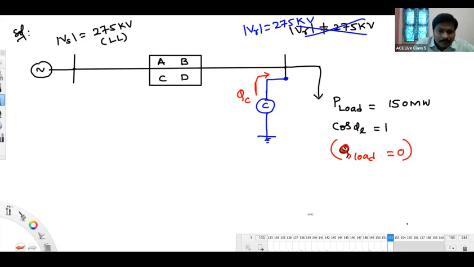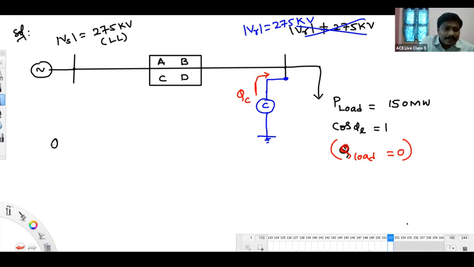Unity power factor, that is no losses, sending end voltage. What is that logic you are saying, Vijayarani? It's completely mistaken logic, what you are saying. Yeah. Look here, please. Okay.